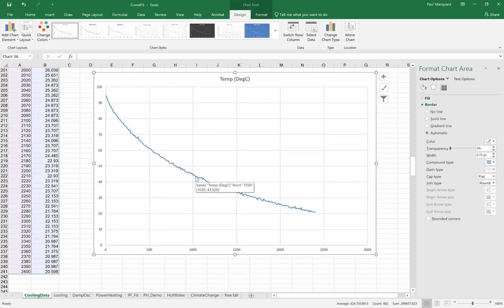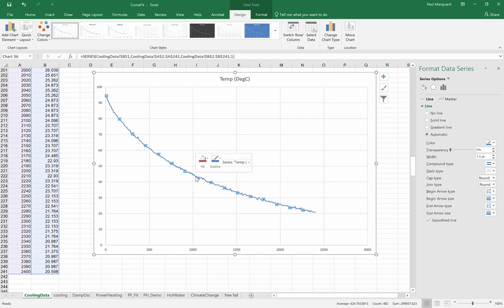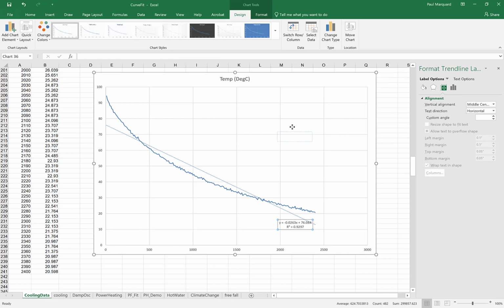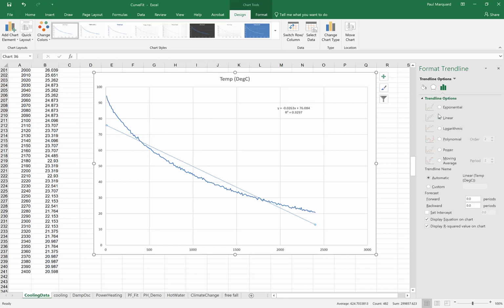And so if I click on the data and then do a right click, I can add a trend line. And let's put in the equation and the intercept, the equation and the R squared value. And there we've got it. And you can see that I have an R squared value of 0.9297, which is actually really good. But clearly this data is not linear, right? That's clearly not linear. So let's change it to something else.